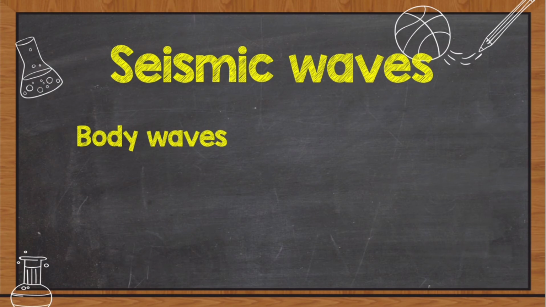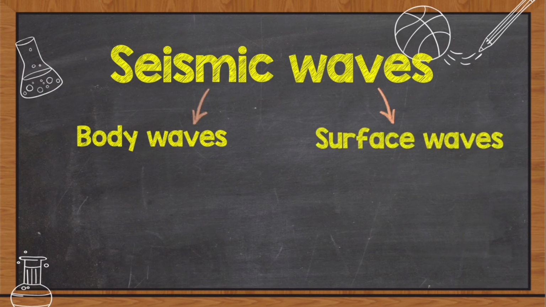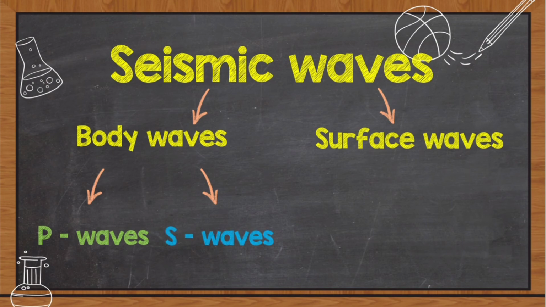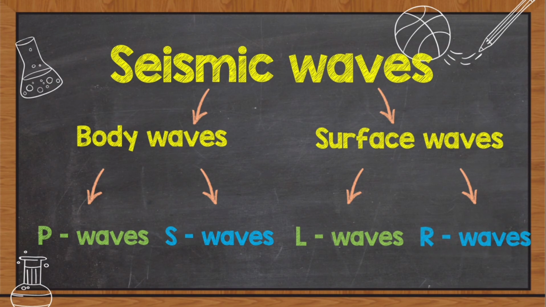Again, seismic waves can be classified into two: the body waves and the surface waves. Body waves can be classified into P waves, or primary waves, and S waves, or secondary waves. The surface waves can also be classified as L waves, or Love waves, and R waves, or Rayleigh waves.